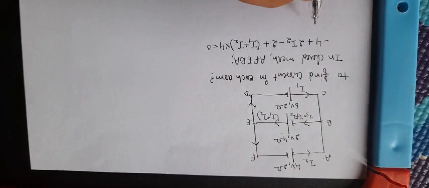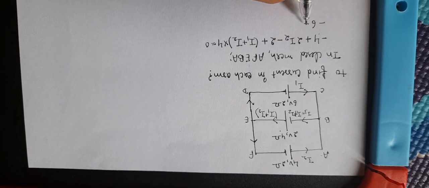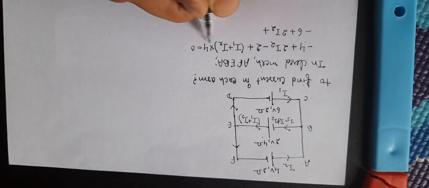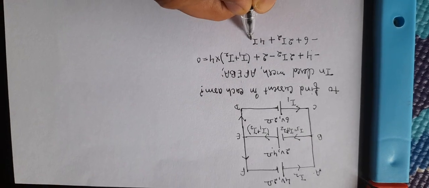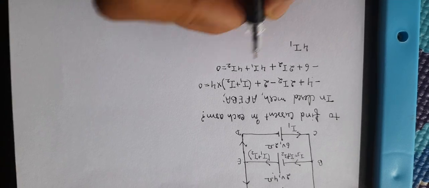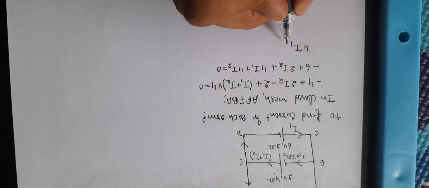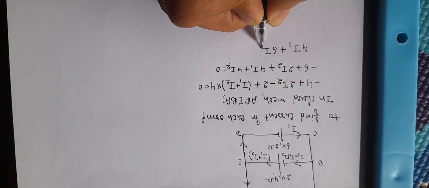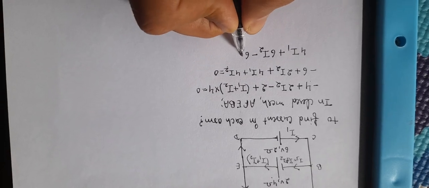Let us rearrange the equation. Minus 4 minus 2, which is minus 6, plus 2I2 plus 4I1 plus 4I2 equal to 0. Now let us rearrange this equation starting from 4I1, 4I1, then 4I2 plus 2I2, that is plus 6I2, minus 6 equal to 0. So this is equation number 1.